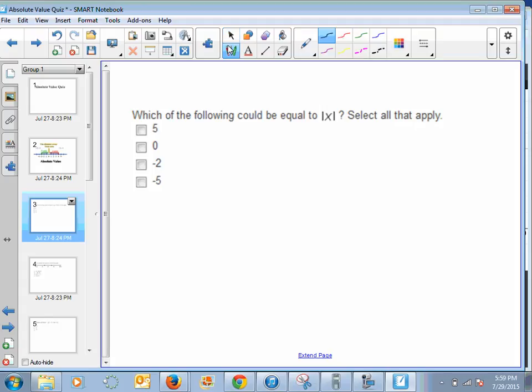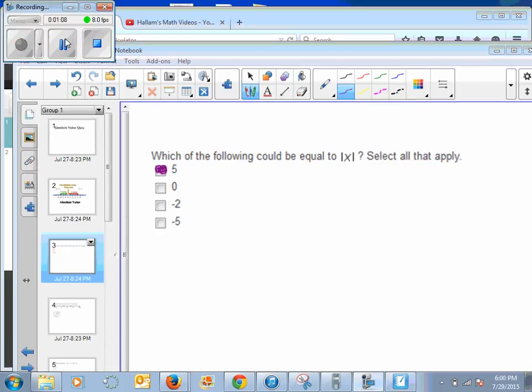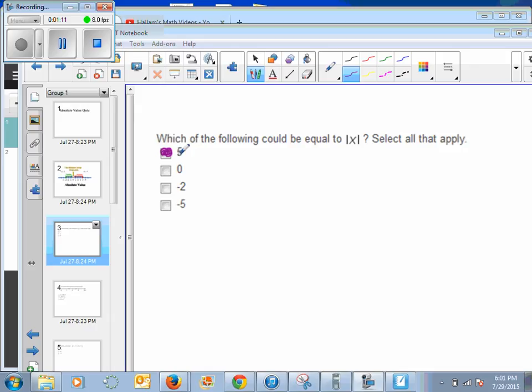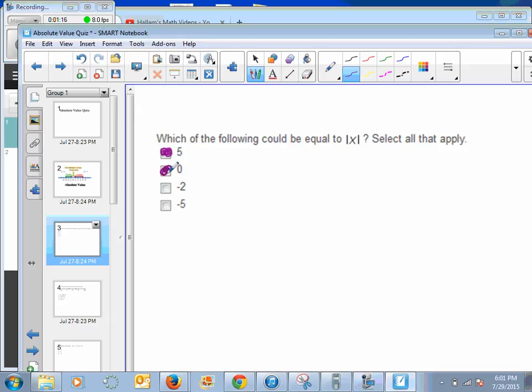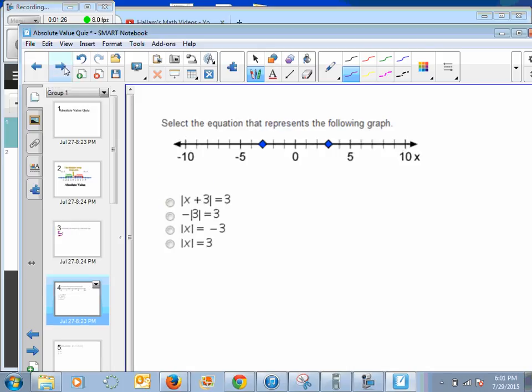All right, things that are equal to the absolute value of x could be 5. So the absolute value of x could be 5, or it could be 0, because the distance from 0, for example, could be 0. One thing it couldn't be, absolute value couldn't be -2, nor could it be -5. Again, absolute value has got to be positive, so it can't be those negatives.